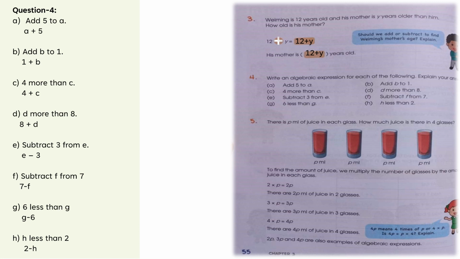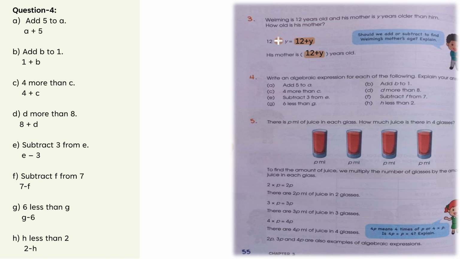Similarly, in part D, there is D more than 8. More represents the addition or the increase in the quantity. So we write D plus 8. For part E, we have to subtract 3 from E. So E comes first as we are subtracting from E, which means that E has a certain value and we are subtracting 3 from it. So it is represented as E minus 3.